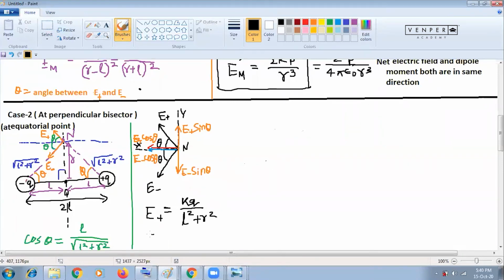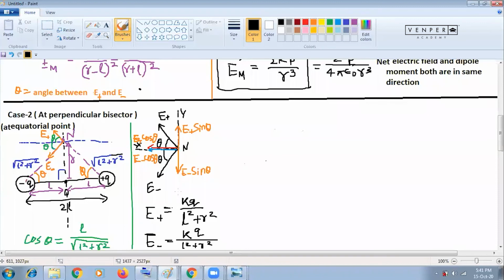Then after, what is E minus? Now E minus is also the same thing. Magnitude I am writing. So it is KQ divided by L square plus R square whole square. But L square plus R square whole square is how much? That is basically nothing but L square plus R square, because distance is here, distance square. So distance is root under there, so it will become square.